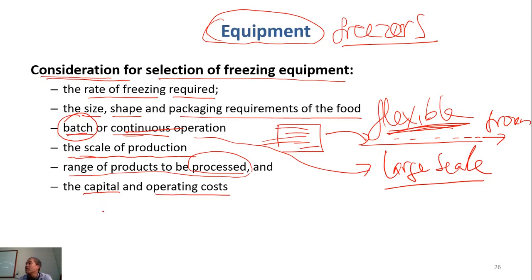Capital means investment. How much money do you have? Some systems are very expensive, some systems can be cheaper. So how much money do you have from the beginning to invest? And the operational cost means how much you spend when you use a machine every day. For example, if you use liquid nitrogen to freeze your food, then you have to buy liquid nitrogen all the time. You have to supply it all the time. It may be more expensive every day and so on. So this also you need to care about.